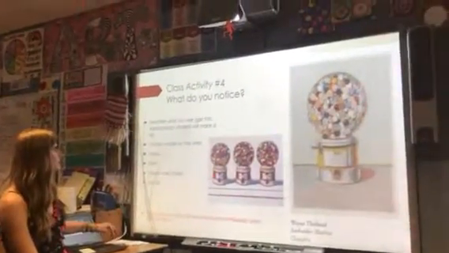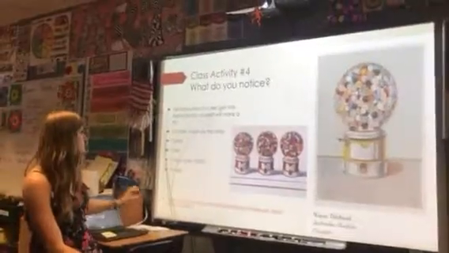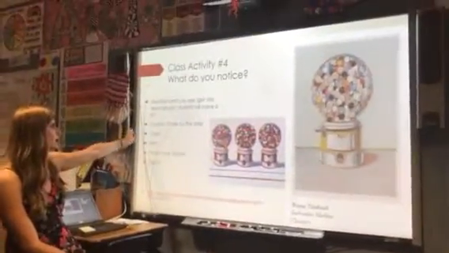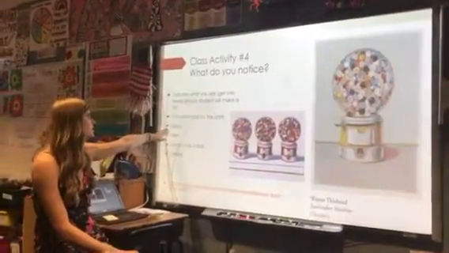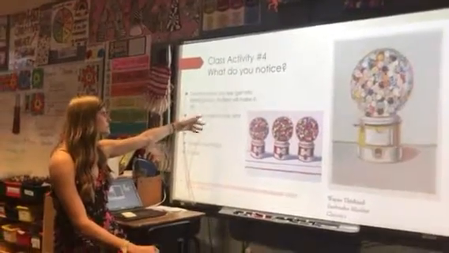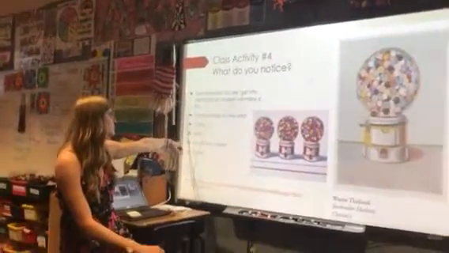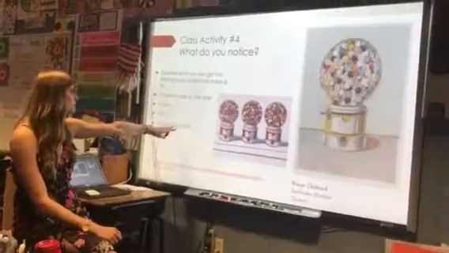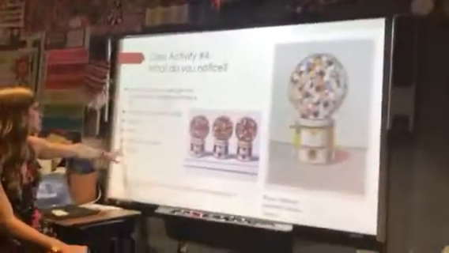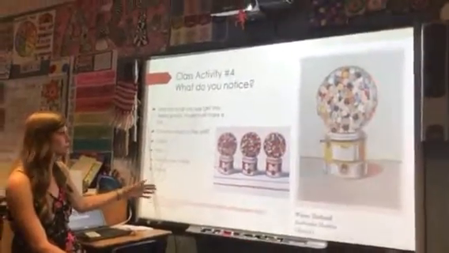And then class activity number 4, what do you notice? So students could write down, and here's just some sentence starters, choices made by the artist. What choices did he make? What kind of colors? What kind of forms did he use? What do you notice about the horizon line? What do you notice about the details?